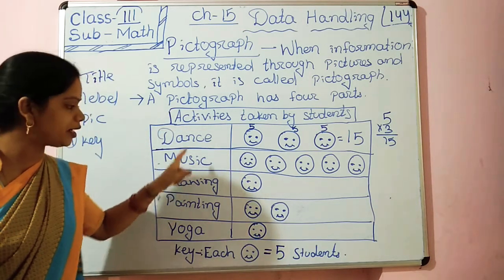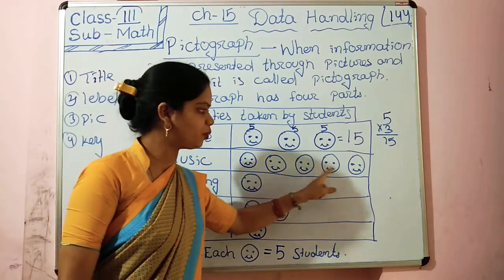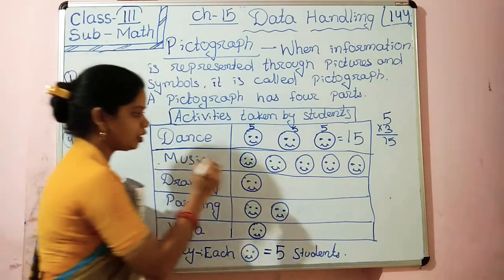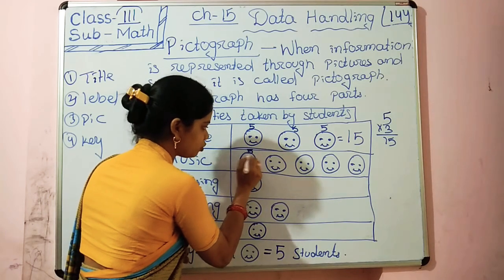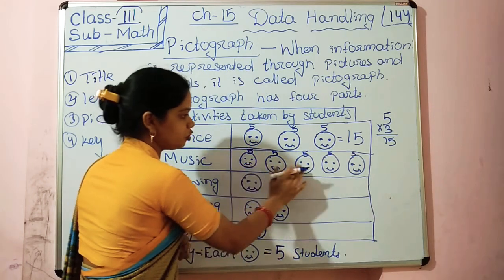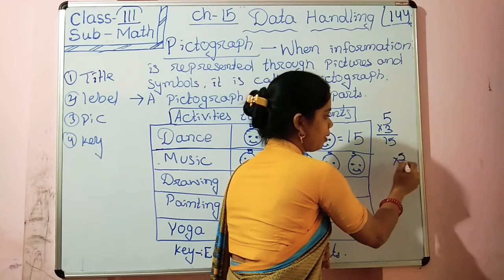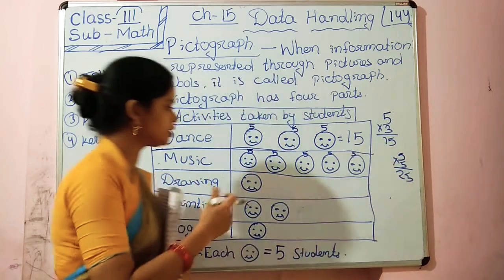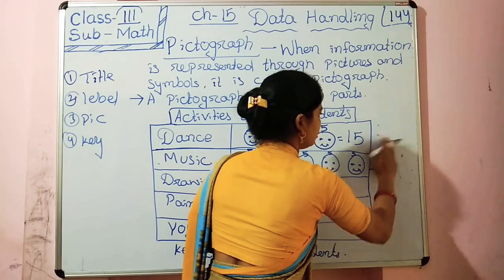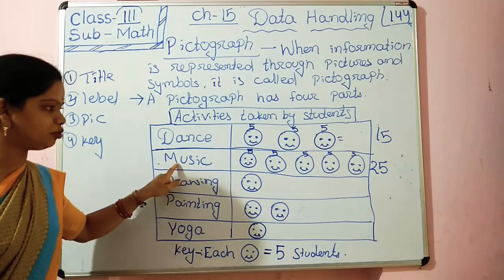Then music. How many students take part in the music competition? Here, how many smiles? 1, 2, 3, 4, 5. 5 smiles. Each smile represents 5 students. That means each smile is 5 students, 5 and 5. How many? 1, 2, 3, 4, 5. 5 plus 5 plus 5 plus 5 plus 5, which is 5 multiplied by 5, is equal to 25. So 25 students take part in the music competition.